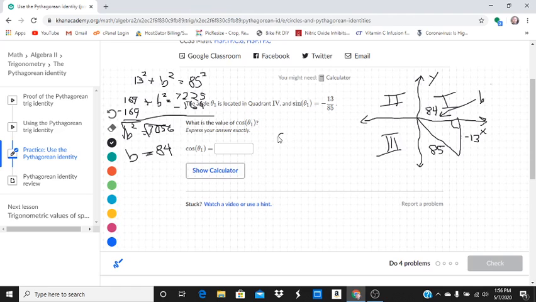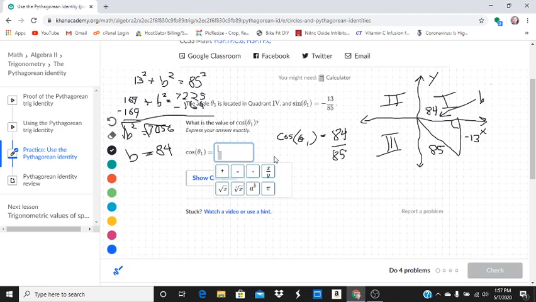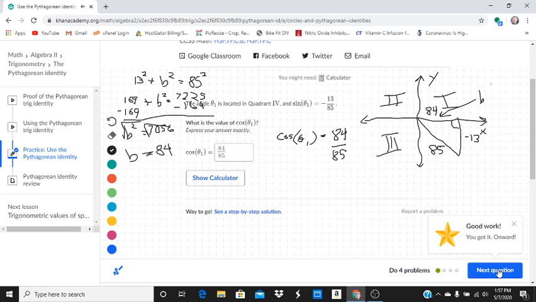So my cosine theta sub 1 is going to equal the adjacent side 84 over the hypotenuse, which is 85. Okay. So 84 over 85. Let's check. Energy points. Today is a good day. All right, let's do one more for this video, and then I'll wrap it up.